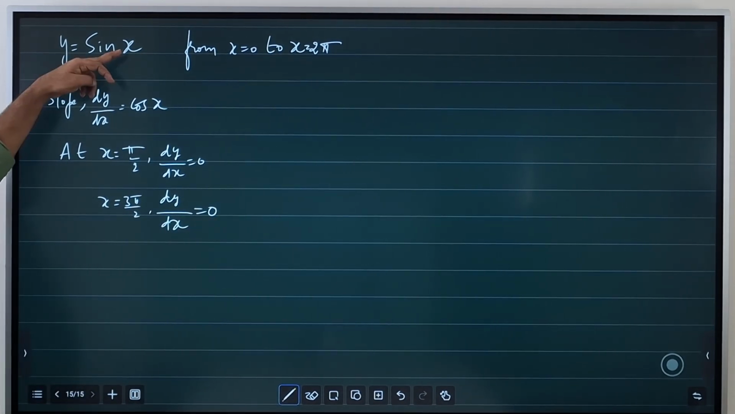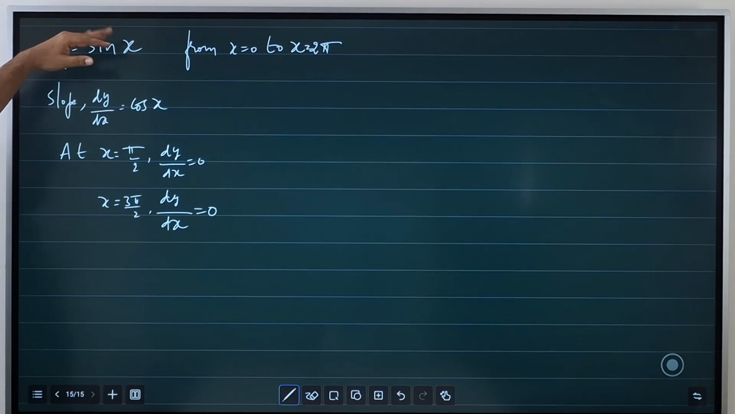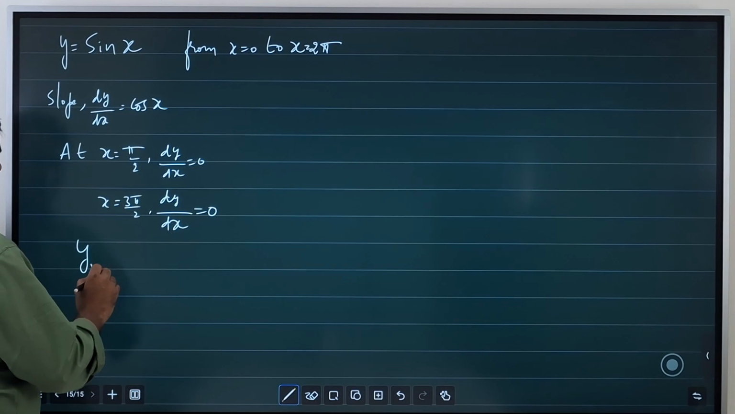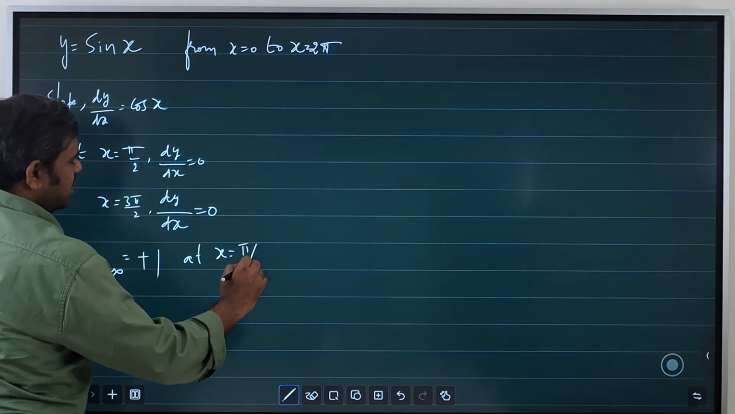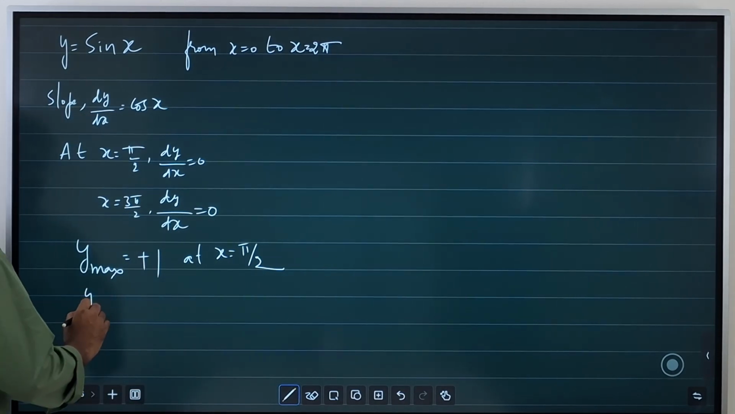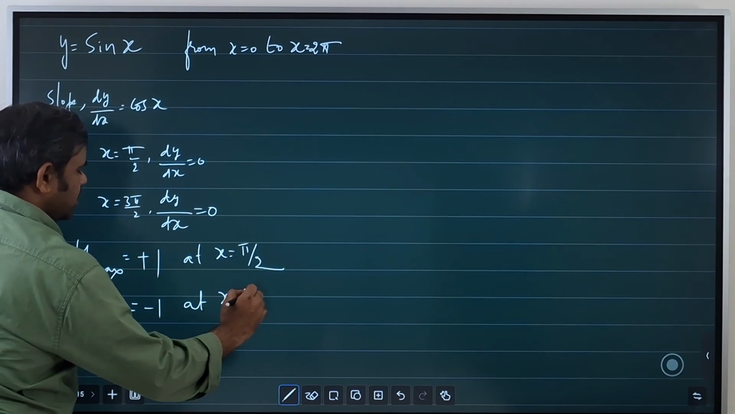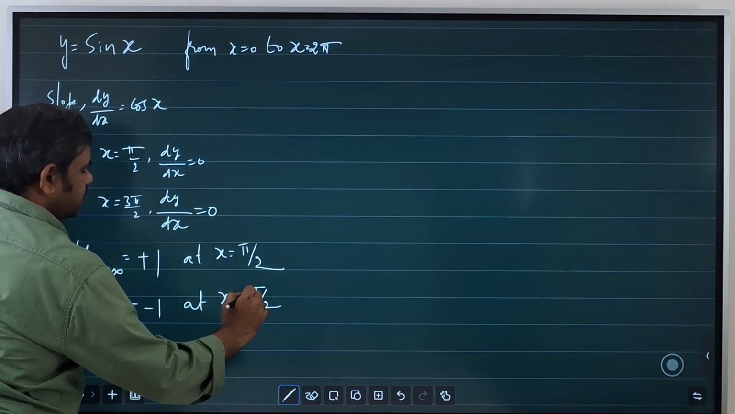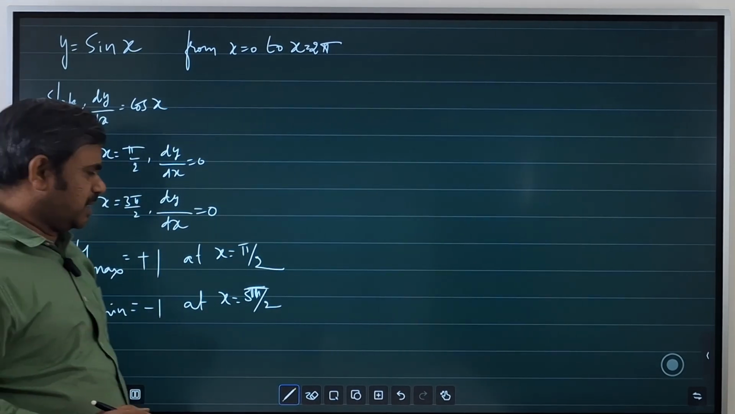We know sine 90 degrees is equal to 1. Sine 270 degrees is equal to minus 1. So the maximum value of sine x is plus 1. The minimum value of sine x is minus 1. So y maximum is equal to plus 1 at x is equal to 90 degrees, pi by 2 radians. Y minimum is equal to minus 1 at x is equal to 3 pi by 2, that is at 270 degrees. Okay, so the limits of sine x are minus 1 and plus 1.